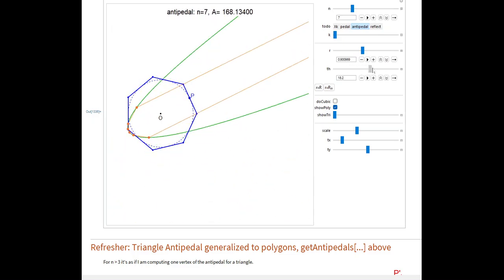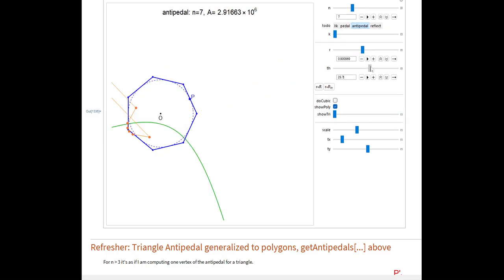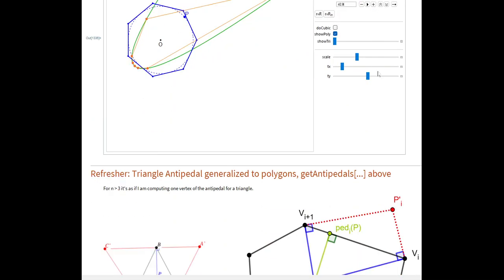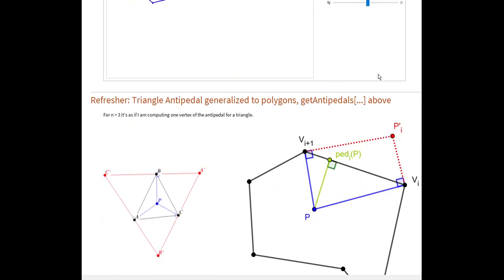Is that clear then? So all I'm doing in this video is investigating the vertices of this generalized antipedal polygon, okay, using this construction here on a regular polygon.